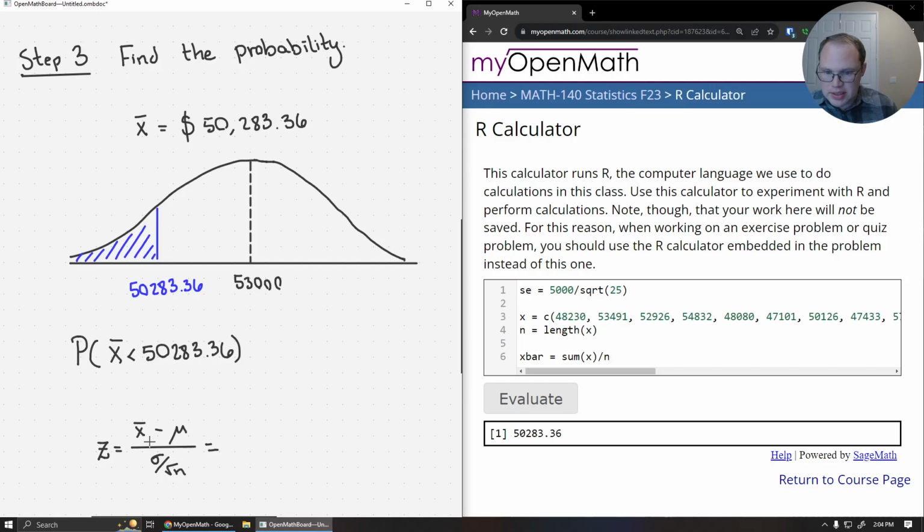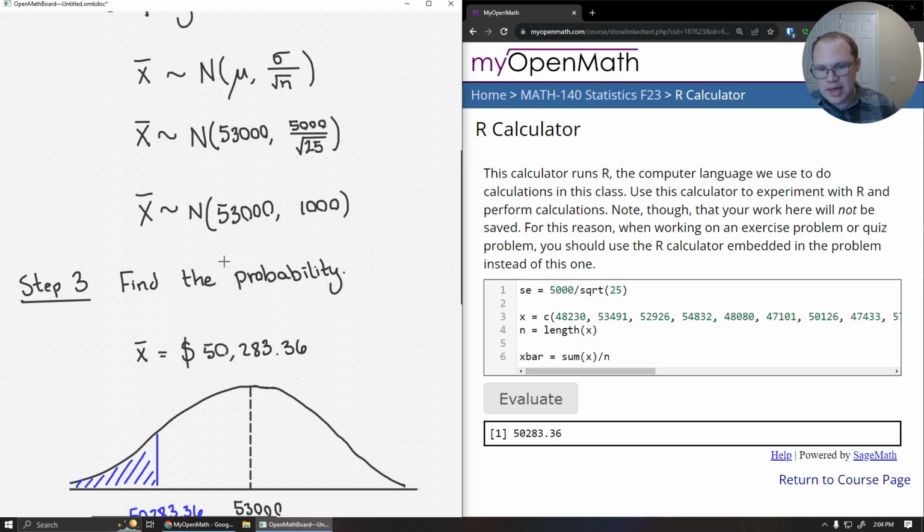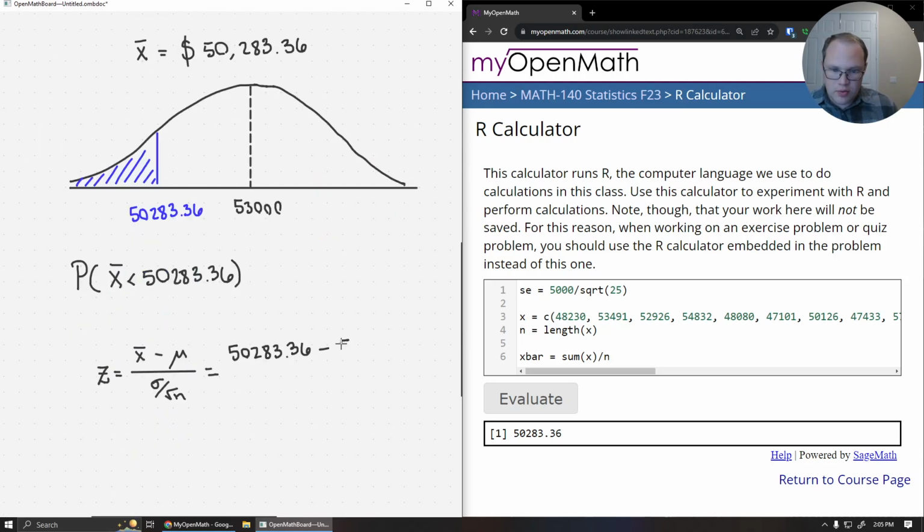Now, we have all these pieces. The x bar we have is $50,283.36. The mean, if we go back up to our sampling distribution, the mean is $53,000, and the standard error is $1,000. So 53,000 divided by the standard error, which is 1,000. Let's plug that into a calculator.